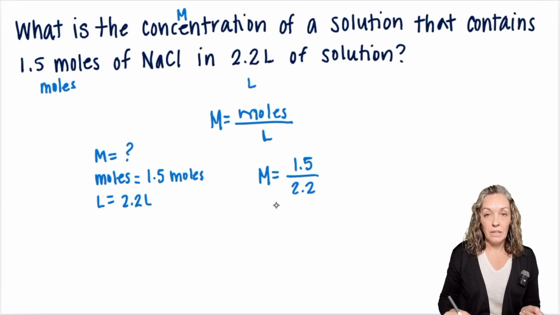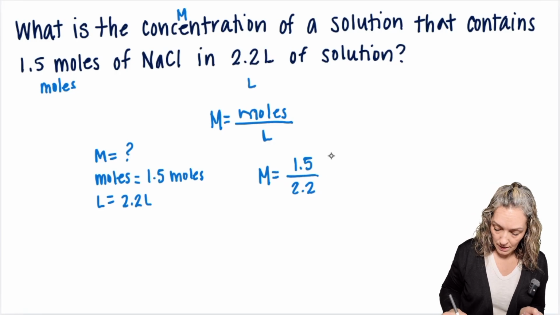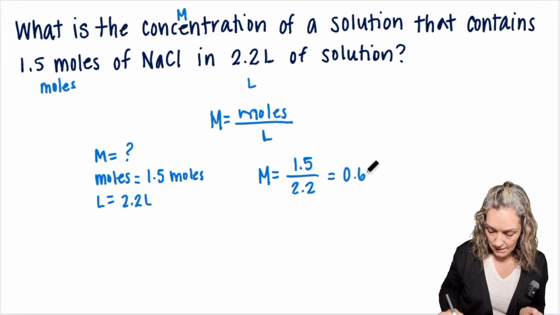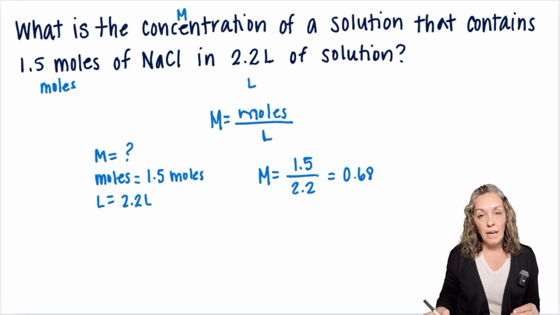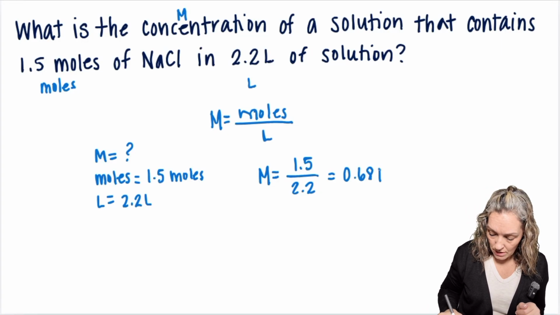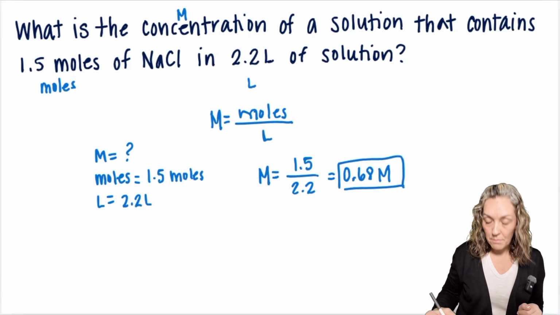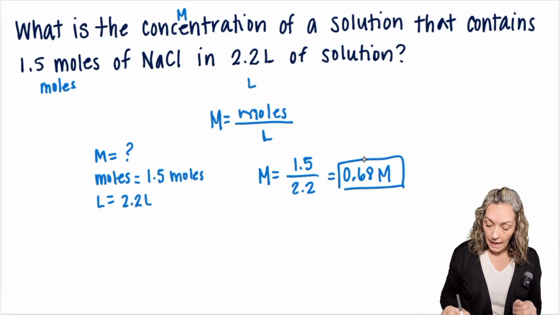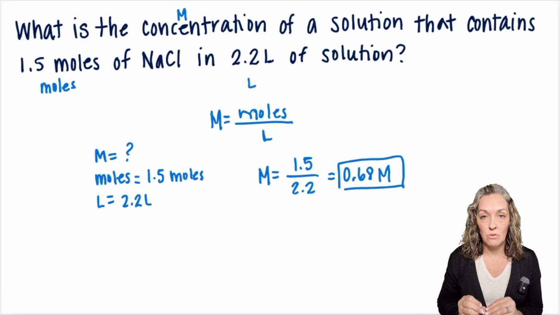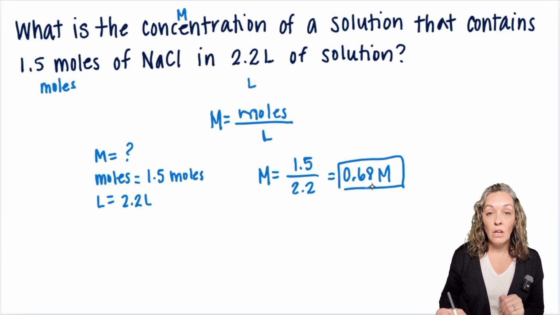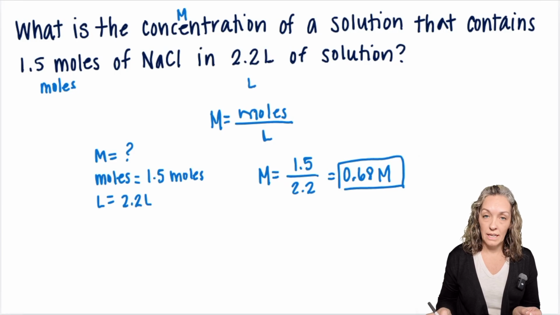Instead of moles, I'm going to put 1.5, and instead of liters, I'm going to substitute in 2.2. Then, to solve for molarity, I simply divide my moles by my liters, and I end up with a concentration of 0.68. Make sure that you put a unit on that, and we're talking about concentration here, so molarity is our final unit. Now, that number means something. The higher this number is, the more concentrated or sugary our Kool-Aid solution would be. A lower molarity would indicate that it is a more watery or dilute solution.